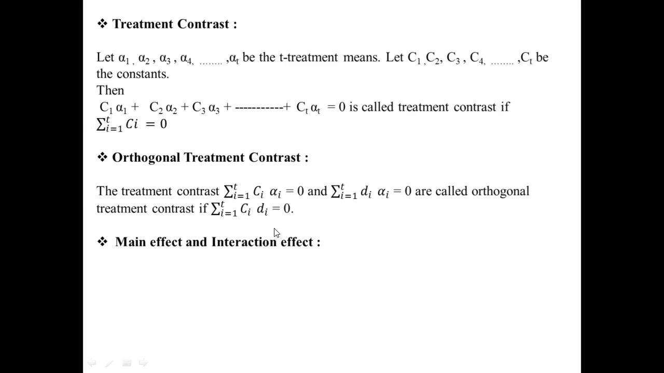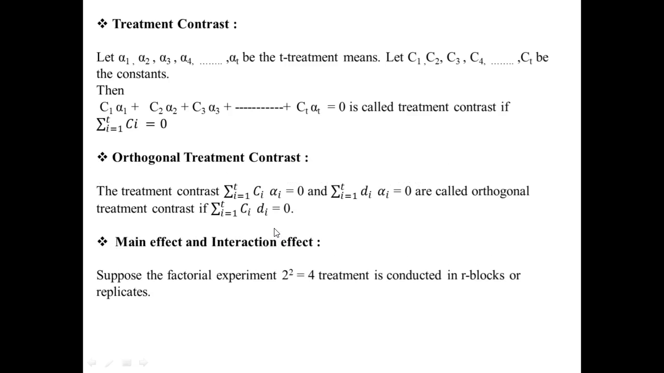Now we will discuss main effect and interaction effect of 2 square factorial design. Suppose we consider 2 square factorial design. In this design we get 4 treatment combinations. These 4 treatment combinations are conducted in R blocks, or we can say replicates. So in this design also we use replication and randomization techniques. In a 2 square factorial design we get 4 treatment combinations, and we use R number of replications to repeat this experiment.